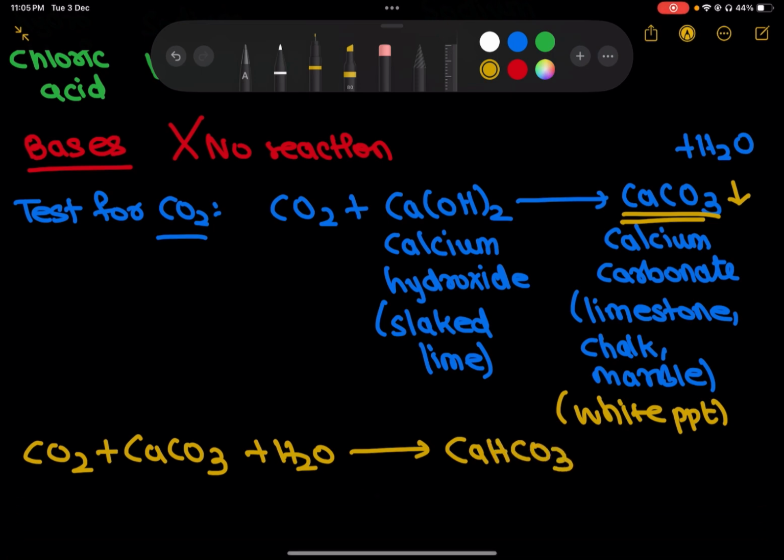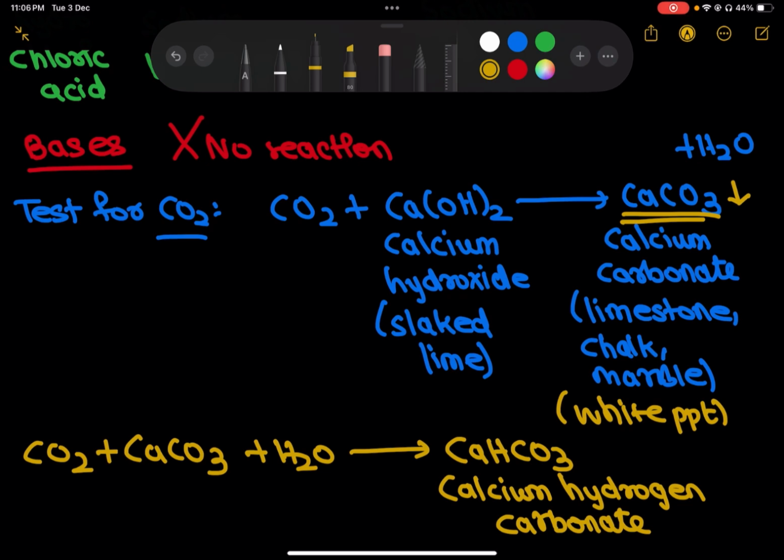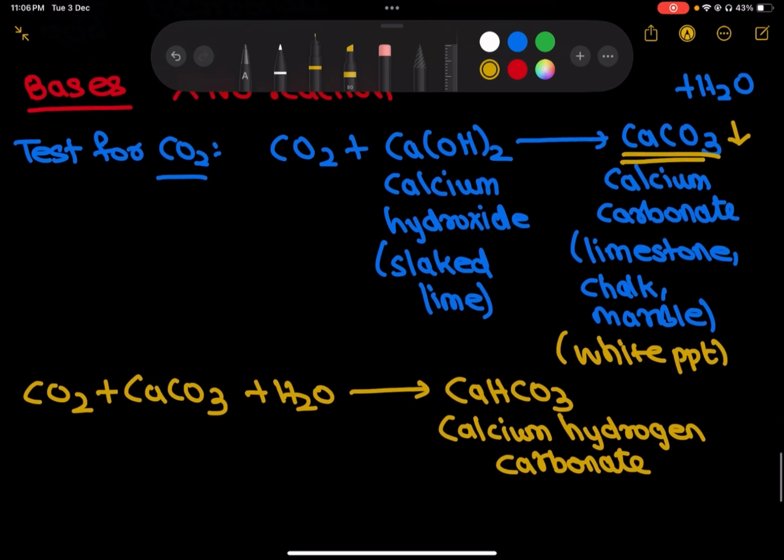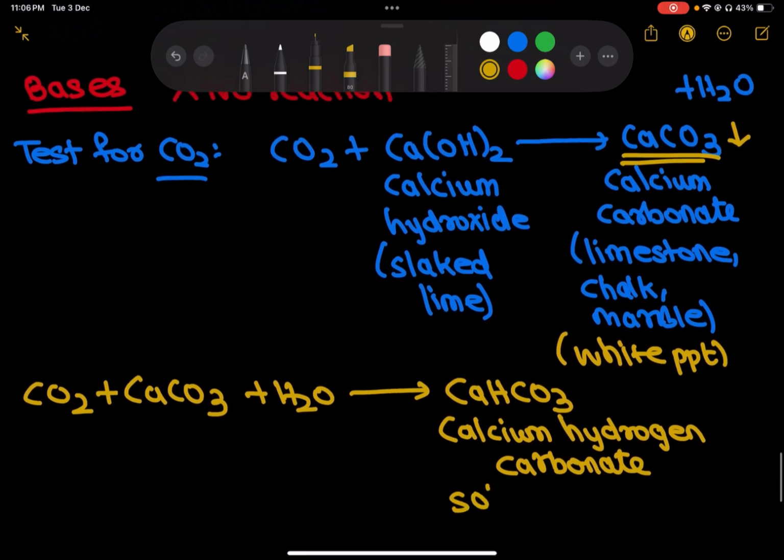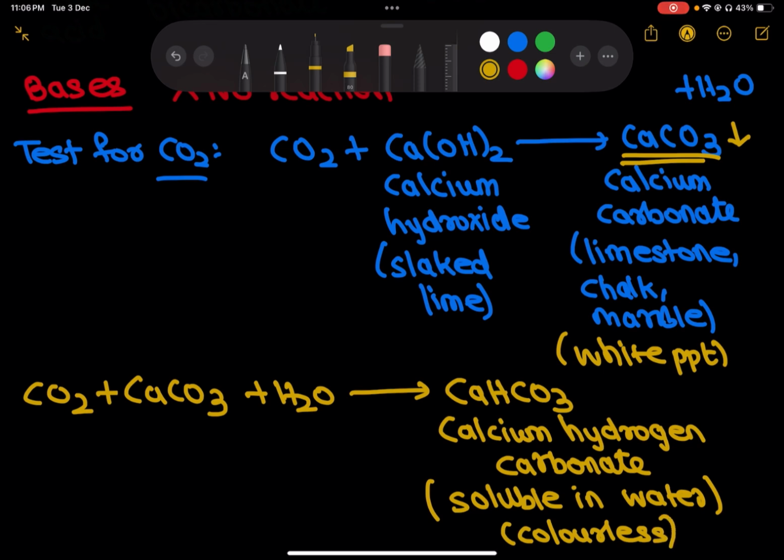This forms Ca(HCO3)2, which is known as calcium hydrogen carbonate, or calcium bicarbonate, whichever one. Now this Ca(HCO3)2 is soluble in water. So this compound is soluble in water, which means that the solution turns colorless.